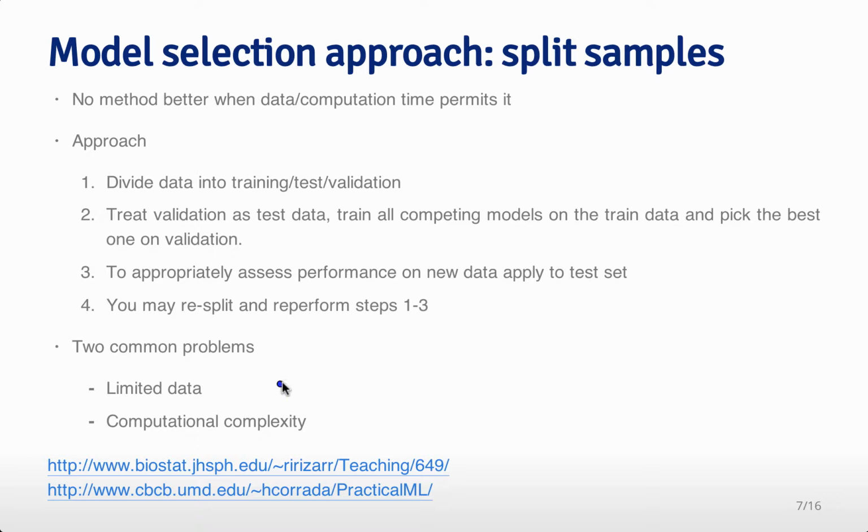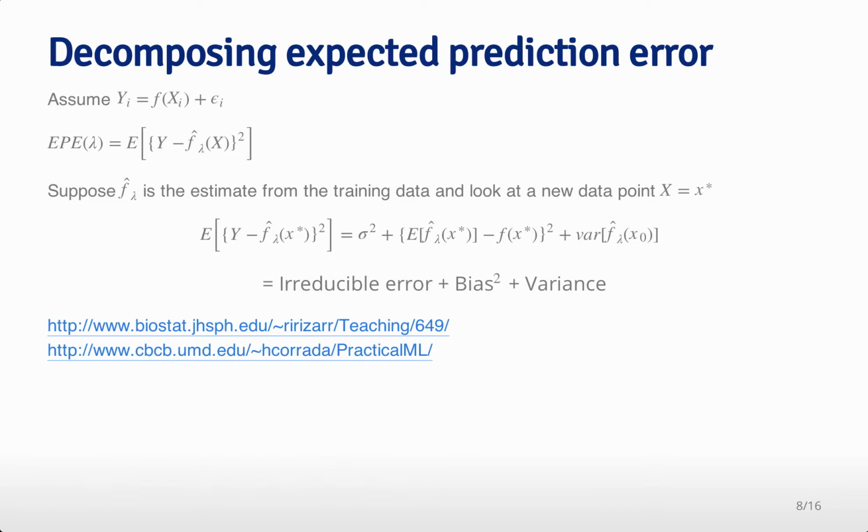But there are two common problems with this approach. One is that there might be limited data. Here we're breaking the data set up into 3 different data sets. It might not be possible to get a very good model fit when we've split the data that finely. Second is computational complexity. If you're trying all possible subsets of models, that can be very complicated, especially if you have a lot of predictor variables.